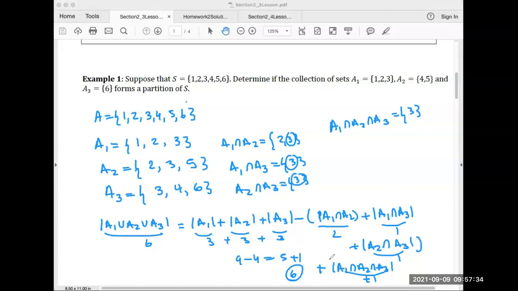So this extends to 4 sets, 5 sets, and so on. You add 1 at a time, you subtract the intersection 2 at a time, you add back in the intersection of 3 at a time, you subtract the intersection of 4 at a time. So it's like plus minus to account for either counting things too many times or subtracting them too many times. All right, any questions with this one?